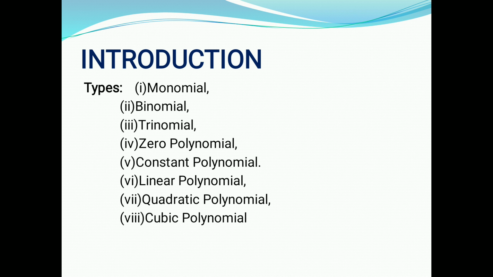Next is quadratic polynomial. A polynomial which has power 2 or degree 2 is called a quadratic polynomial. For example, 2x square plus 1. So that x to the power 2 makes it a quadratic polynomial. Clear? The last one, cubic polynomial. Cubic itself indicates that the degree should be 3. So a cubic polynomial is a polynomial which has degree 3 or power 3. For example, x cube minus 3. That is also a cubic polynomial. Let's move on to the next topic now.